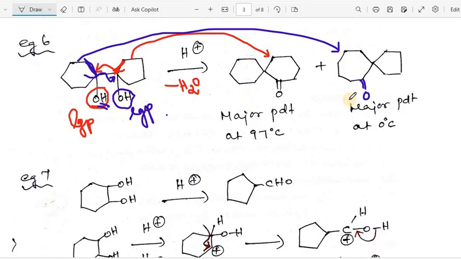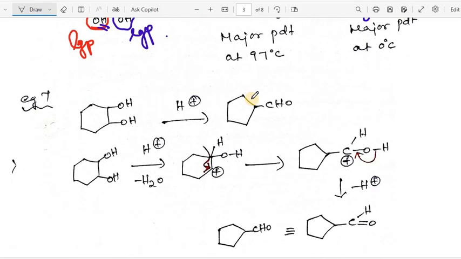So there are two possible ketone formations. The conversion of 5-membered to 6-membered ring is the major product at 97 degrees, and the conversion of 6-membered to 7-membered ring is the major product formed at 0 degrees. So both are major products, but at different temperature conditions we can get one as the major product.